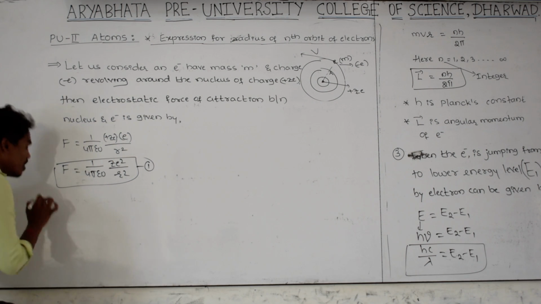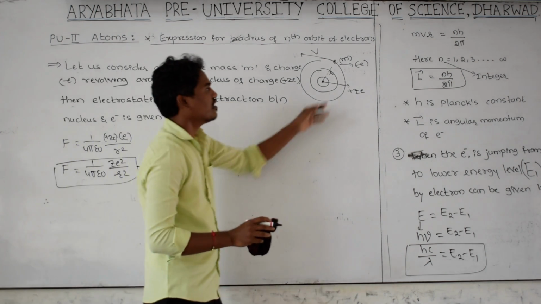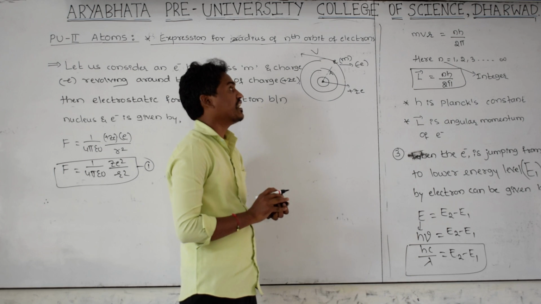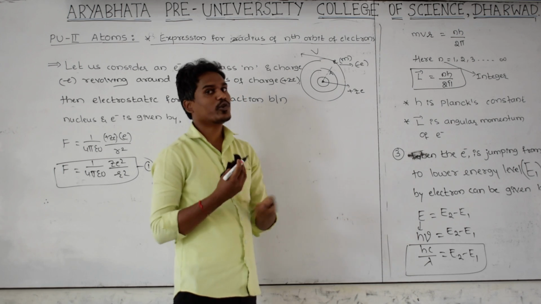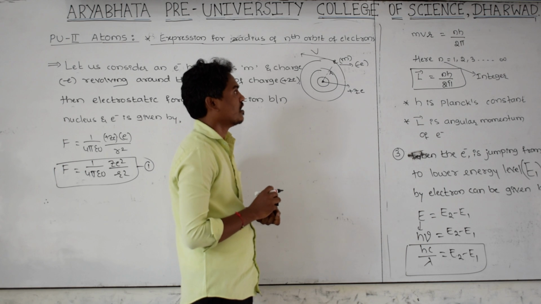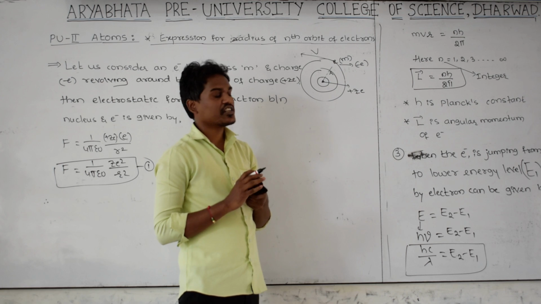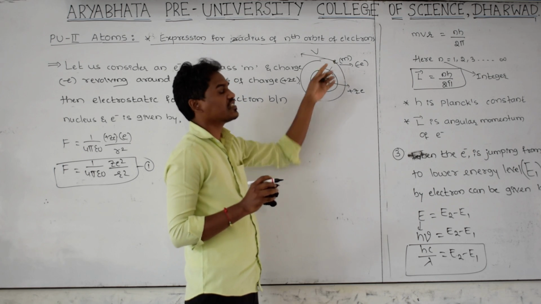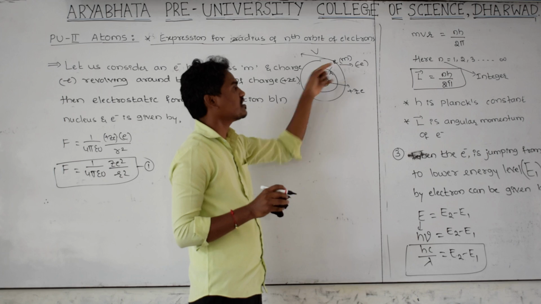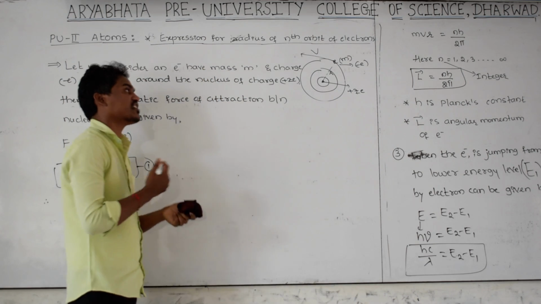Next, whenever the electron is revolving around the nucleus, the centripetal force is provided by the electrostatic force of attraction. Continuously, whenever the electron is revolving around the nucleus, there is an imaginary force acting on the electron that is always towards the center. It means it is not centrifugal, it is centripetal.